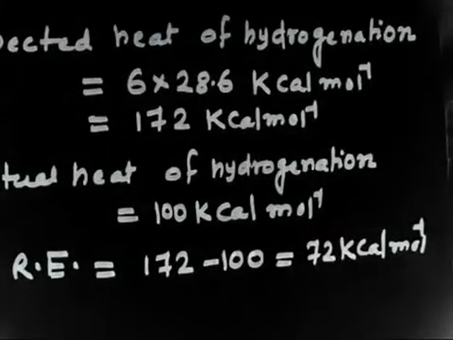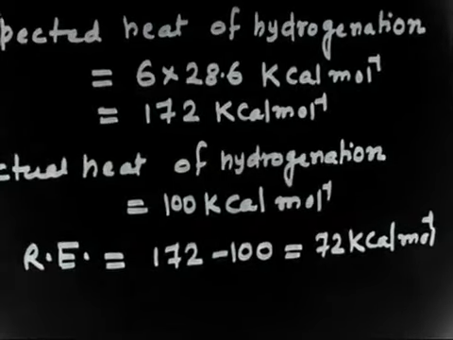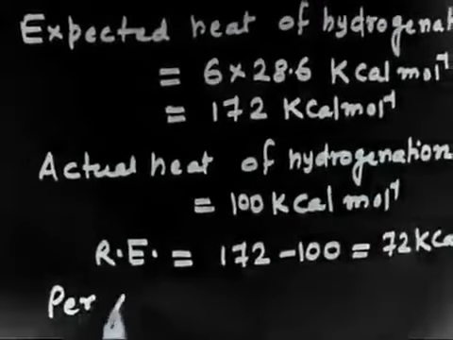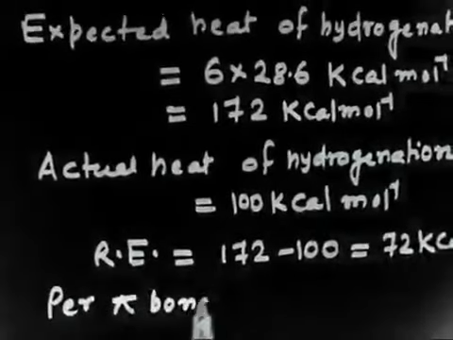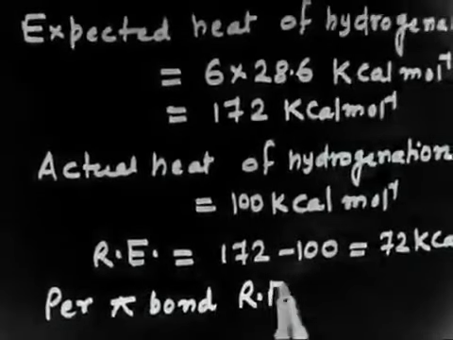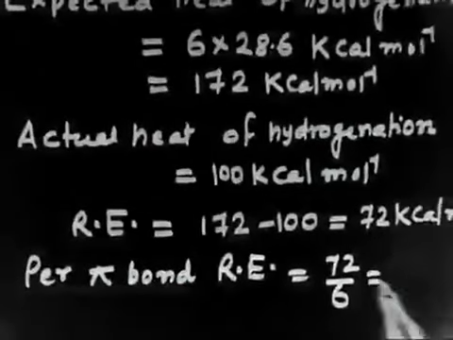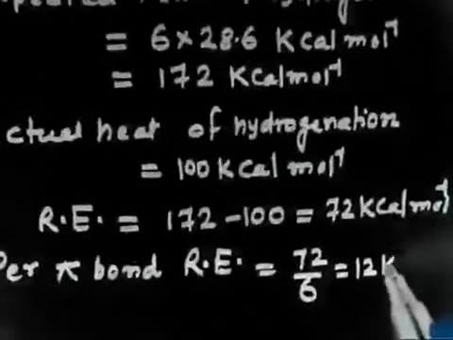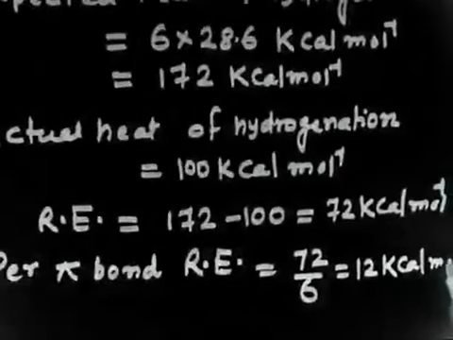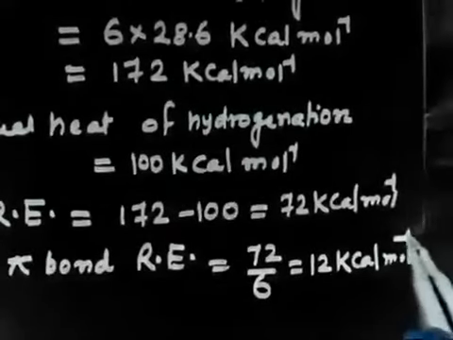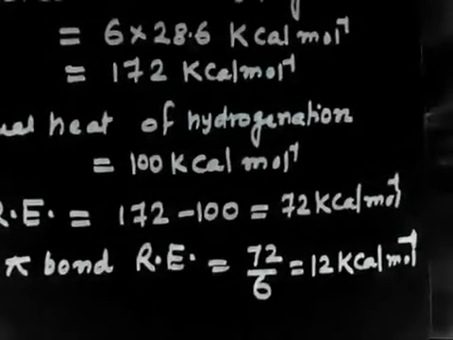If somebody asks what is the resonance energy per mole of double bond, so if you see there are 6 pi bonds, then per pi bond resonance energy, I have to divide this by 6, 72 by 6. So that is around 12 kilocalorie per mole. Are you getting or not? So this is the resonance energy you have per pi bond.